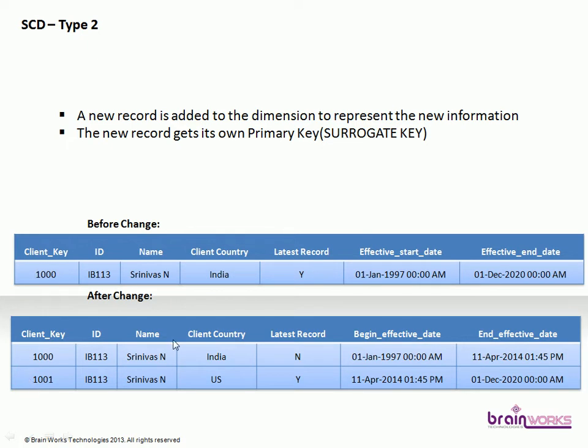And then a new record comes for the same Srinivas and now the person moved from India to US. So as soon as he moved to US, we have to close the previous record on that day. That means from 1st of Jan 97 till 11th April 2014 he was in India, and from 11th April 2014 1:45 p.m. he shifted to US, and now that is the open record. So the current status will be he is in US. Fine.